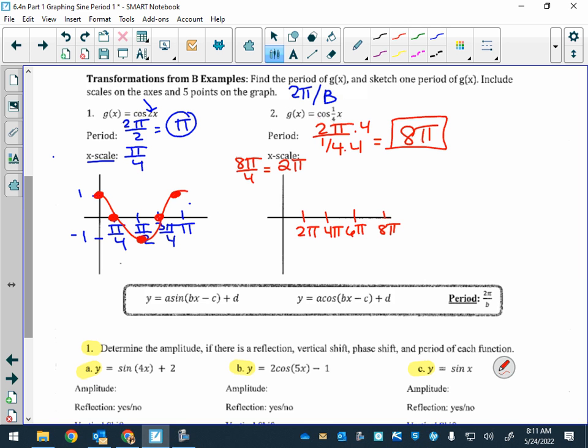Okay. What is our amplitude in number 2? 1. What is our midline? 0. Where am I starting? 1, then 2 pi, 4 pi, 6 pi, and 8 pi. Good. All right. Questions?